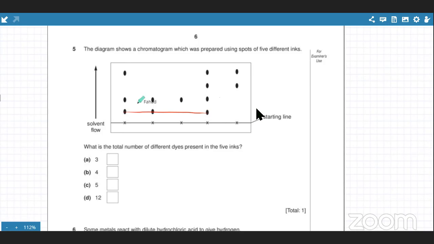Similarly, these dyes over here, they're traveling exactly the same distance, which means they must be the same dye as well. Same is true for these dyes, and the same is also true for these dyes over here. So dyes that travel the same distance pretty much indicates that they are exactly the same dye. So this is one dye, this is another dye, this is another dye, and then you have this, which is another dye. So in total, you have four different dyes.